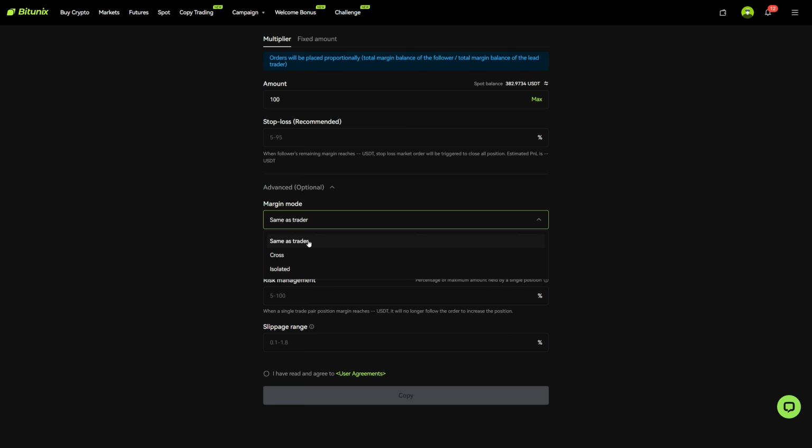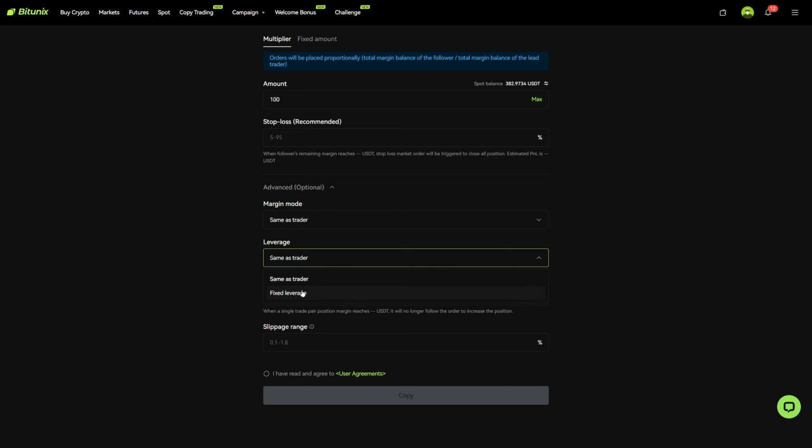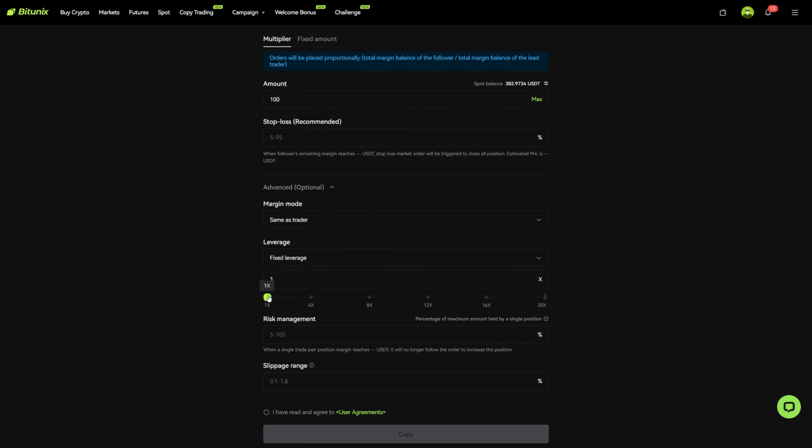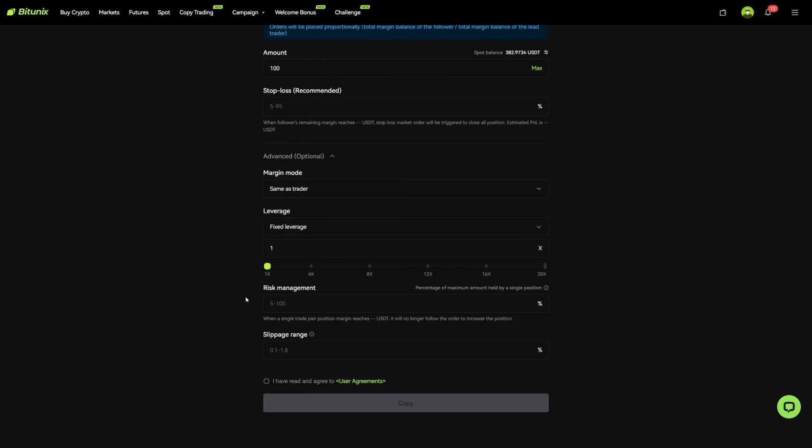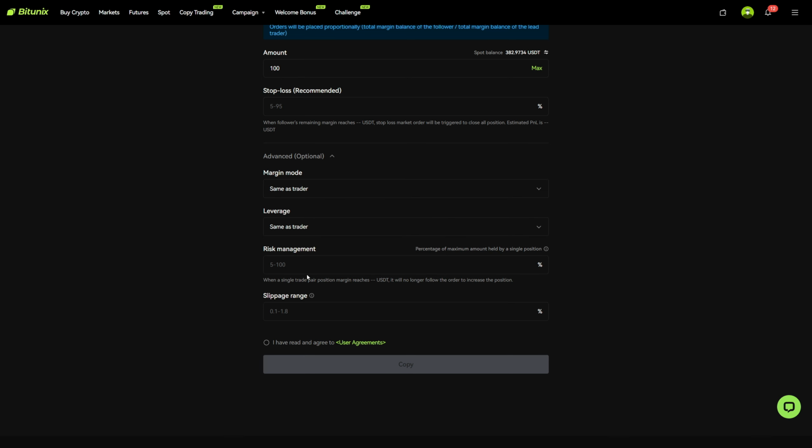I will use the same as the trader, and I usually use cross margin myself because this is really for advanced trading, which basically means you are hedging. So you can offset wins and losses. Now for the leverage, I also use the same as the trader. However, if you want to use better risk management and you say, okay, I want less risk, you can set this to 1 or 2, something very low, because obviously higher leverage usually means higher risk and you will be liquidated quicker. So if you want to have risk management, set this to a low number. In my case, I will use same as the trader again.